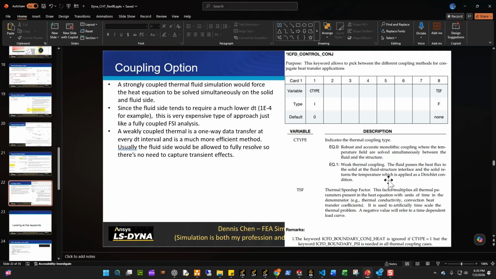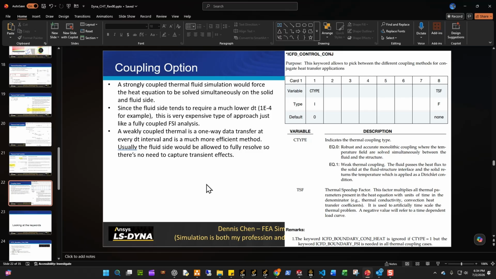For heat transfer or for FSI, if you do FSI analysis, it's the same idea, right? The interface becomes slightly different. So this is where you can look at the nature of the problem to see if you can get away with a strongly coupled problem. If not, then you just do a weakly coupled problem. Just be aware of the DT difference and set up the problem correctly, right?